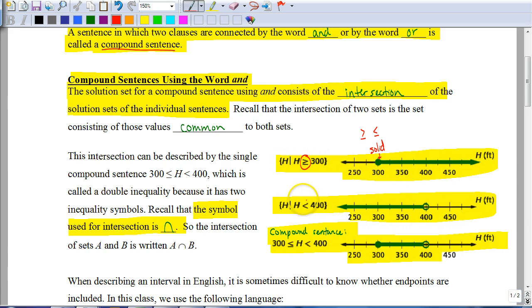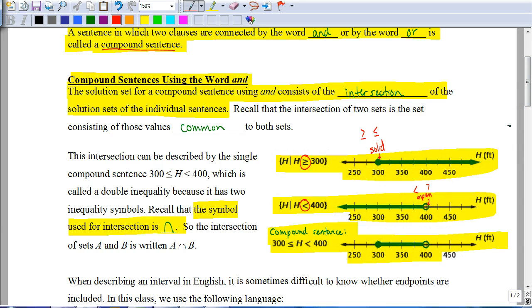Now, if you have just a plain old less than or just a plain old greater than sign, you're going to have to use an open circle. So if we just have less than or greater than, we're going to use an open circle at that point. What that means is the point 400 is not included, but every point less than it is. We use an open circle at 400 and then draw an arrow pointing to the left.